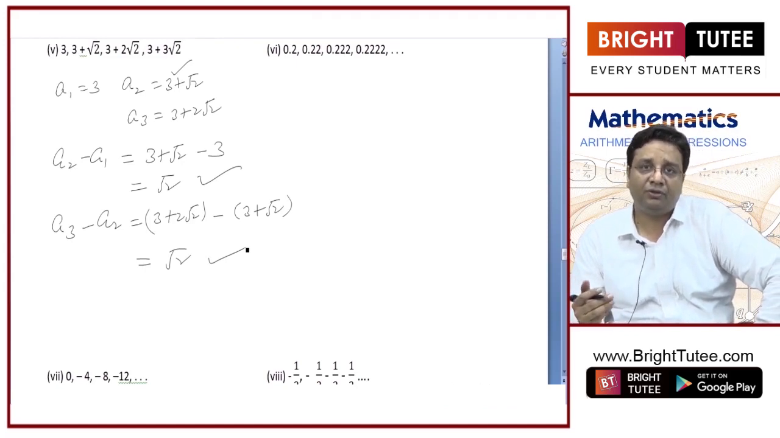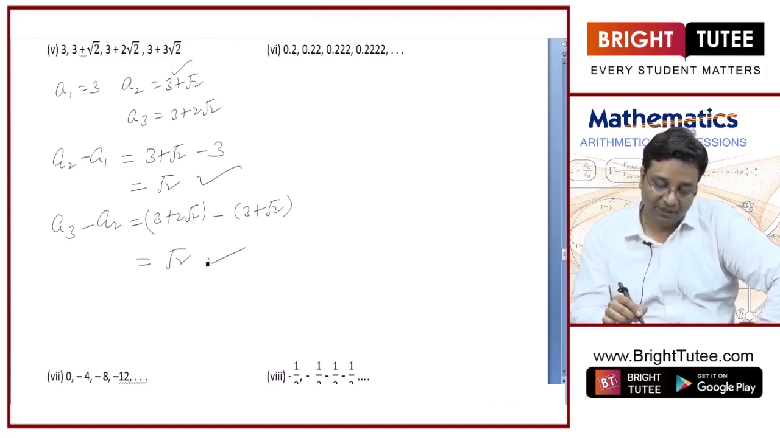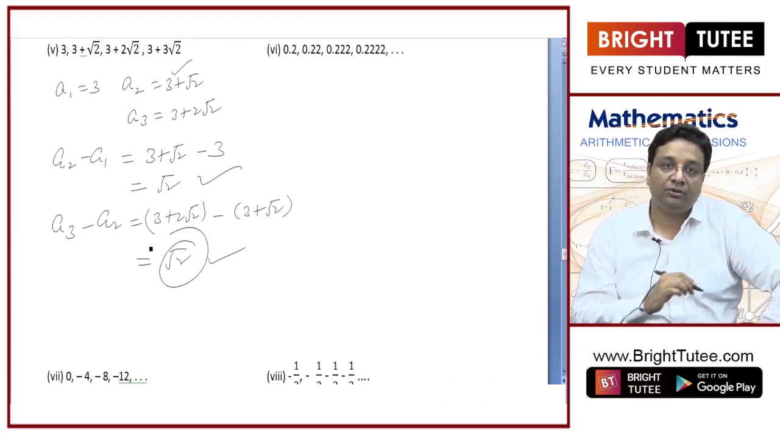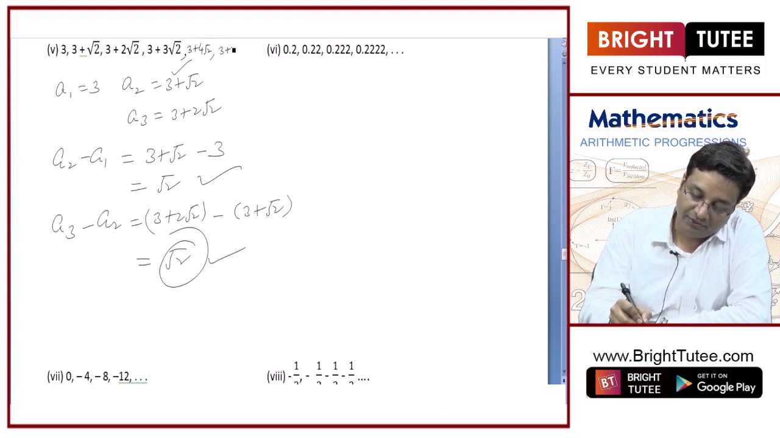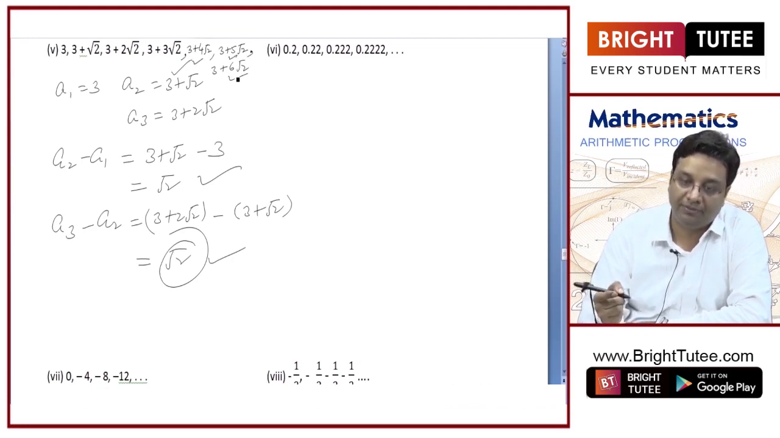And if you want to find the next terms of this AP, you just add root 2 to the previous terms. So the next terms will be 3 plus 4 root 2, 3 plus 5 root 2 and 3 plus 6 root 2. Right? So these are the next three terms of this AP.